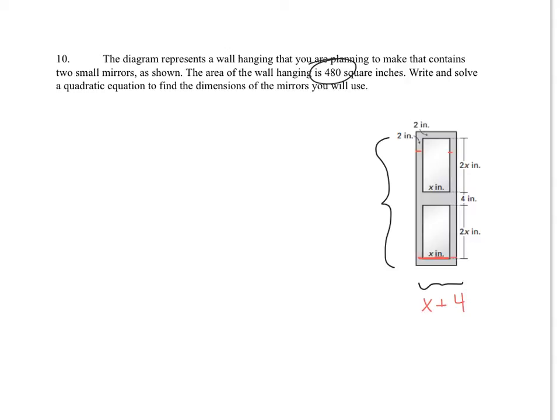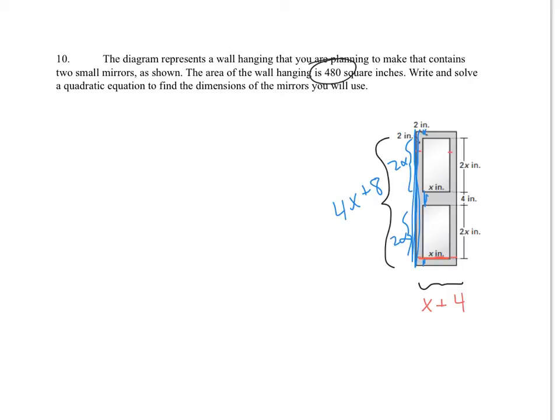Okay, likewise, when we look at this length here, we have 2 inches here, we have 4 inches here, and we have another 2 inches here. And then we have these mirrors that are 2x each. So this whole length is 4x plus 8. Think about that for a minute. The 2x's are both coming from the mirrors. And then we have 2 inches on the top and on the bottom each. That's 4 inches, plus 4 inches in between is 8.